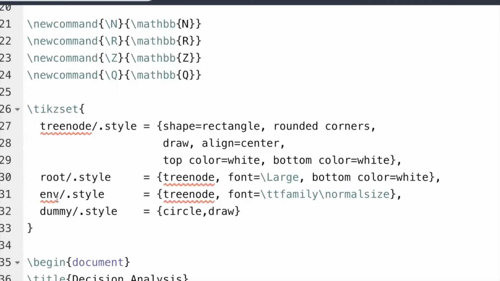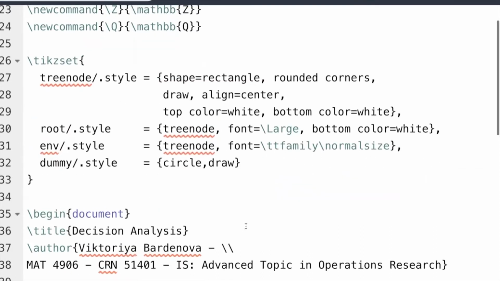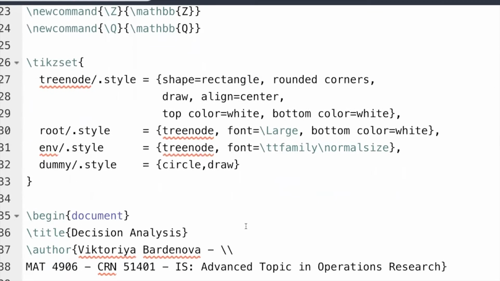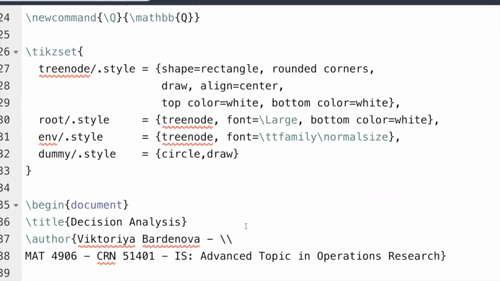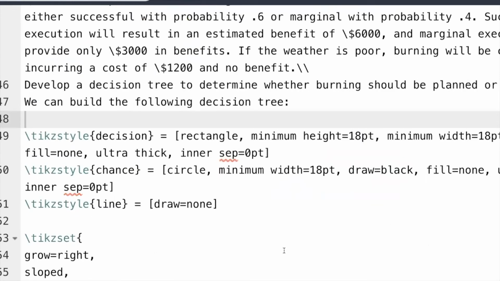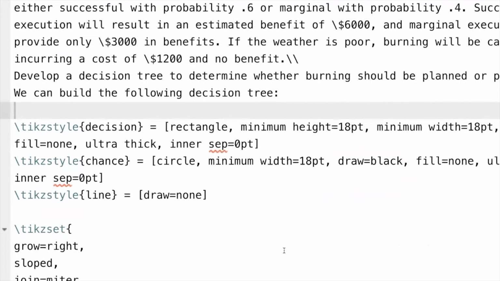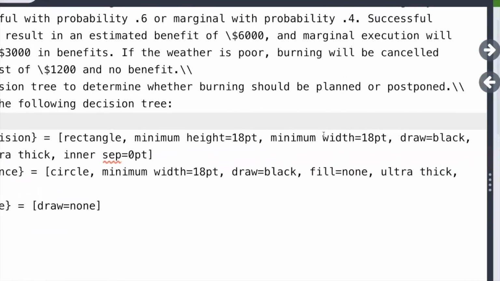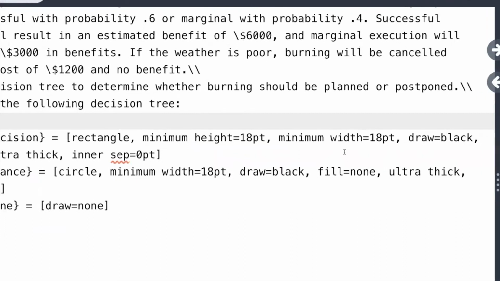So if you want to just pause right here and copy this into your LaTeX file or look it up later on, we create the different type of nodes. So like I said, we do a square one for decision or a rectangle. This is the dimensions, and you can change color or you can change the shape.